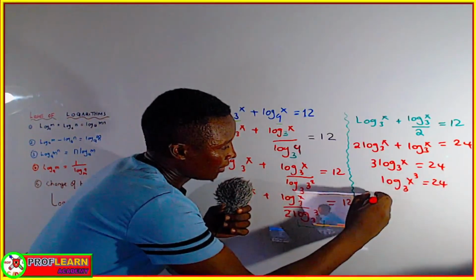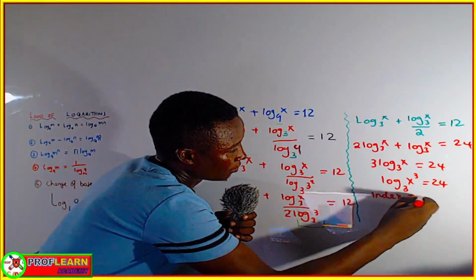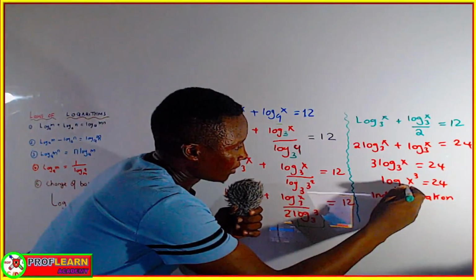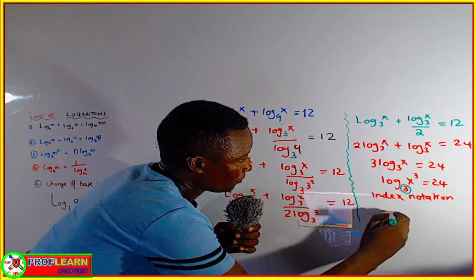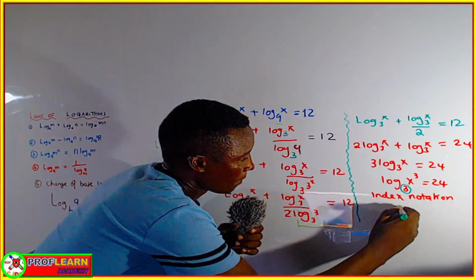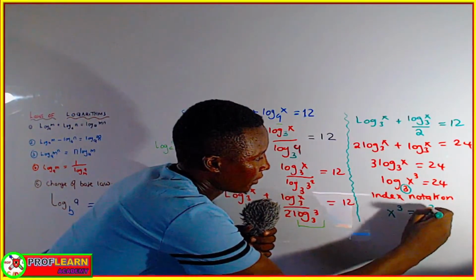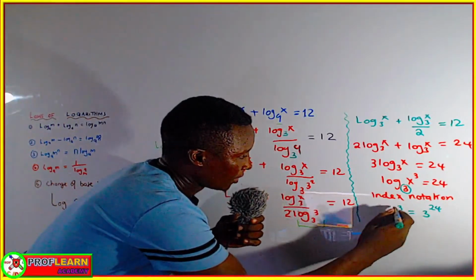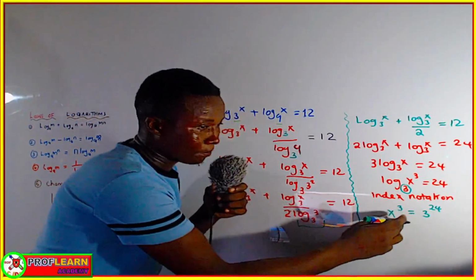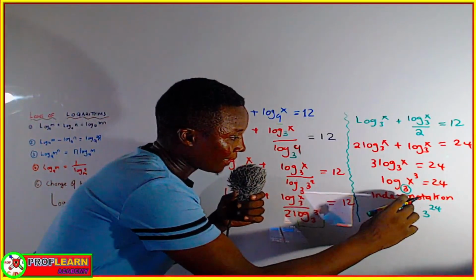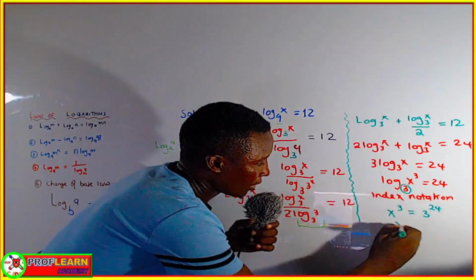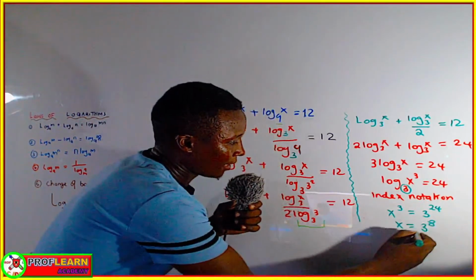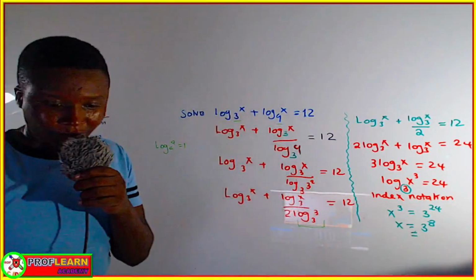Now you can write in index notation, and this is going to become what? This is the base, so this is going to be x power 3 equals 3 raised to 24. So in order to remove this power 3 here, you can multiply by a third and a third on this side. So we end up having x equals 3 raised to power 8. And actually now that is the answer for that case.